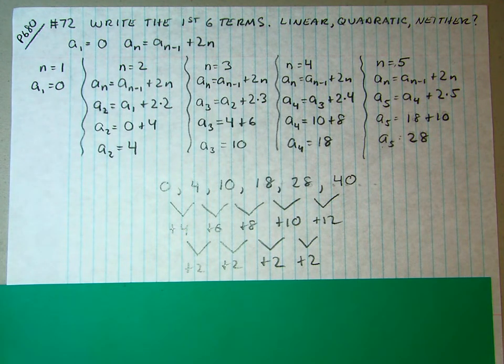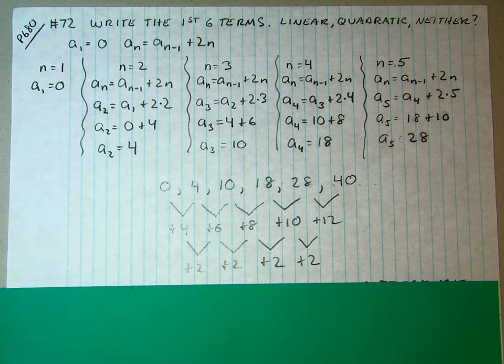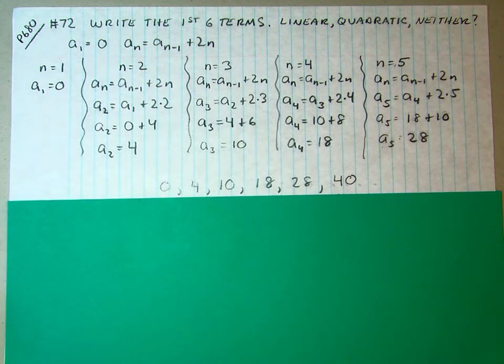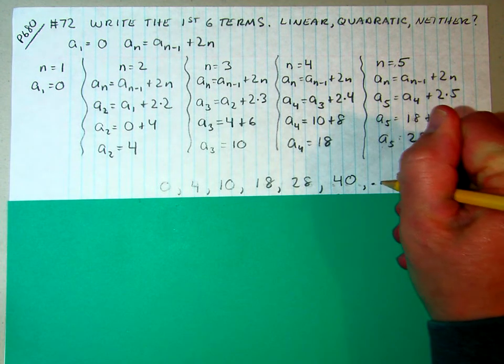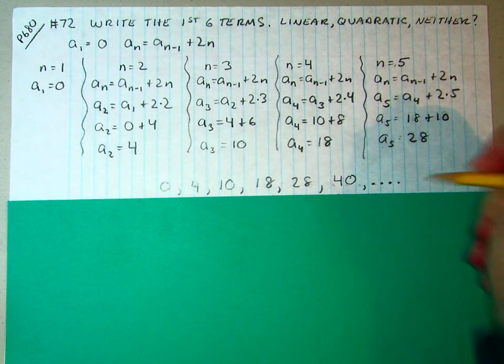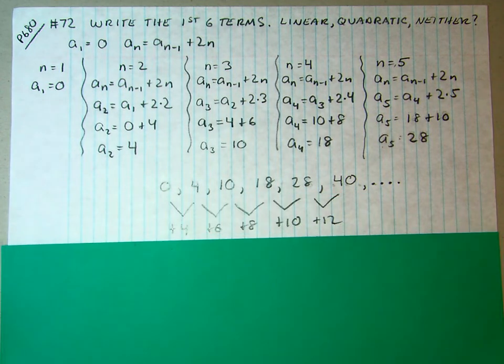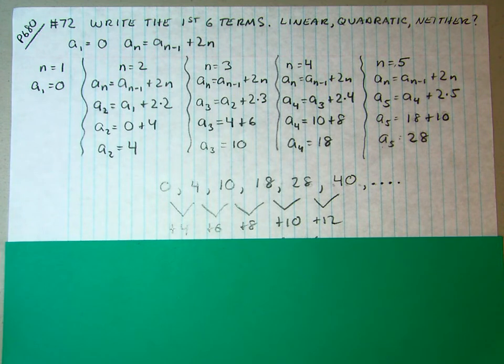So we're concerned whether this is linear, quadratic, or neither. These are the first 6 terms of our sequence. Checking the first order differences, we have plus 4, plus 6, plus 8, plus 10, plus 12. If all of those numbers were the same, this would be linear. That puts us back into section 9.2.